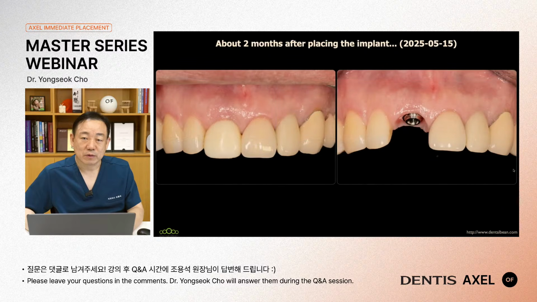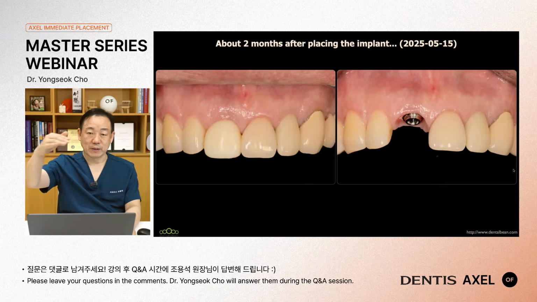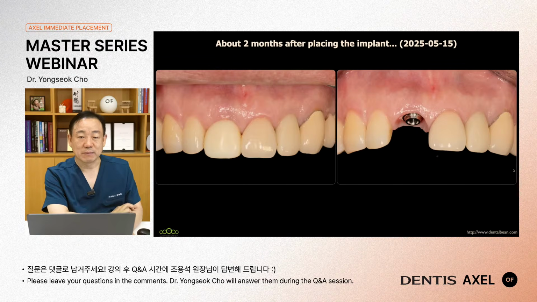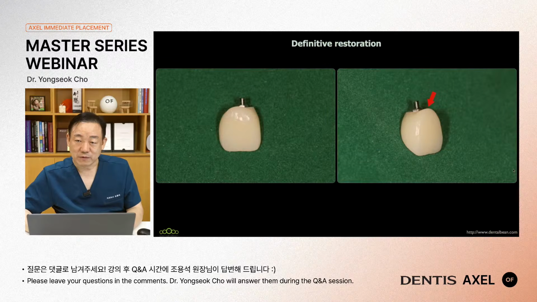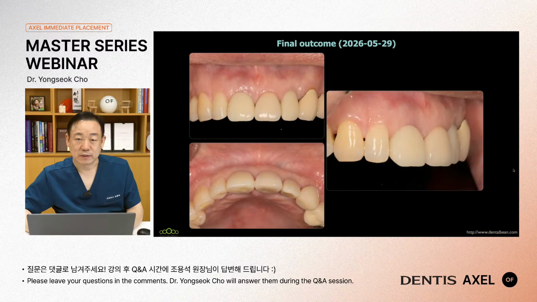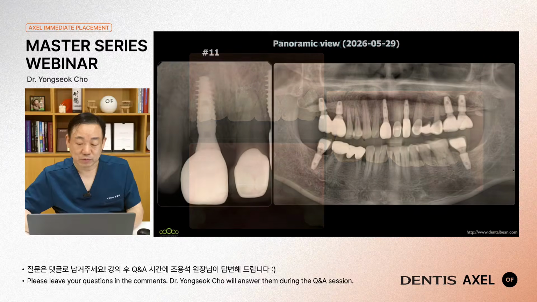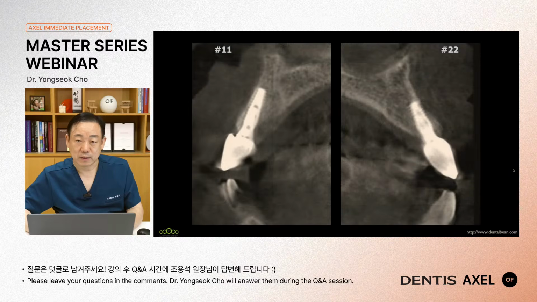2 months after placing the implant, gingiva was well healed and looks very stable. Look at the level of cervical gingival margin. Until now, there's no recession. And the definitive restoration was fabricated and then delivered to patient. Okay, like this.